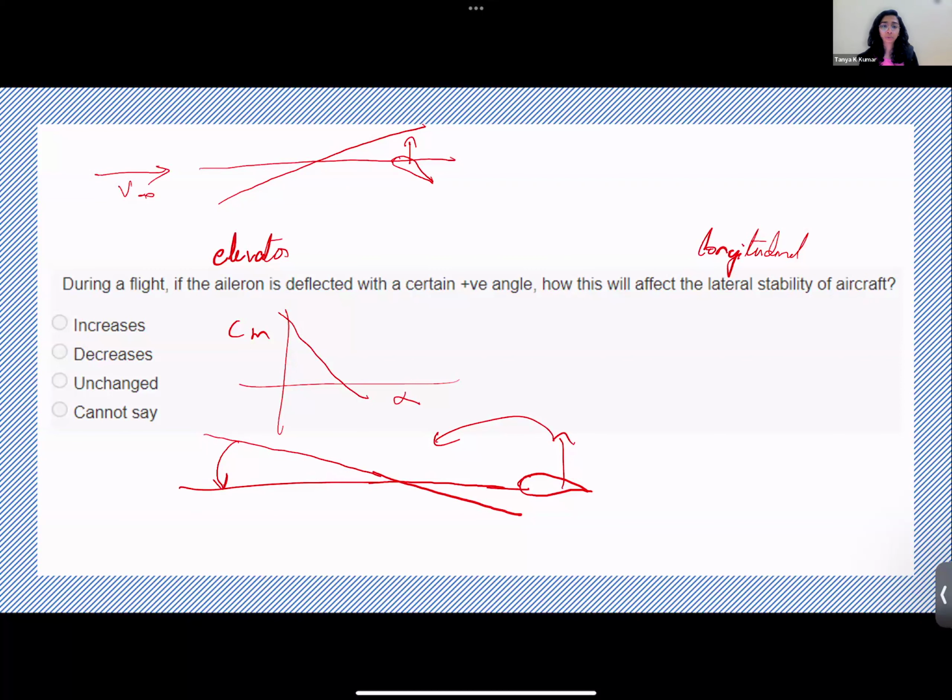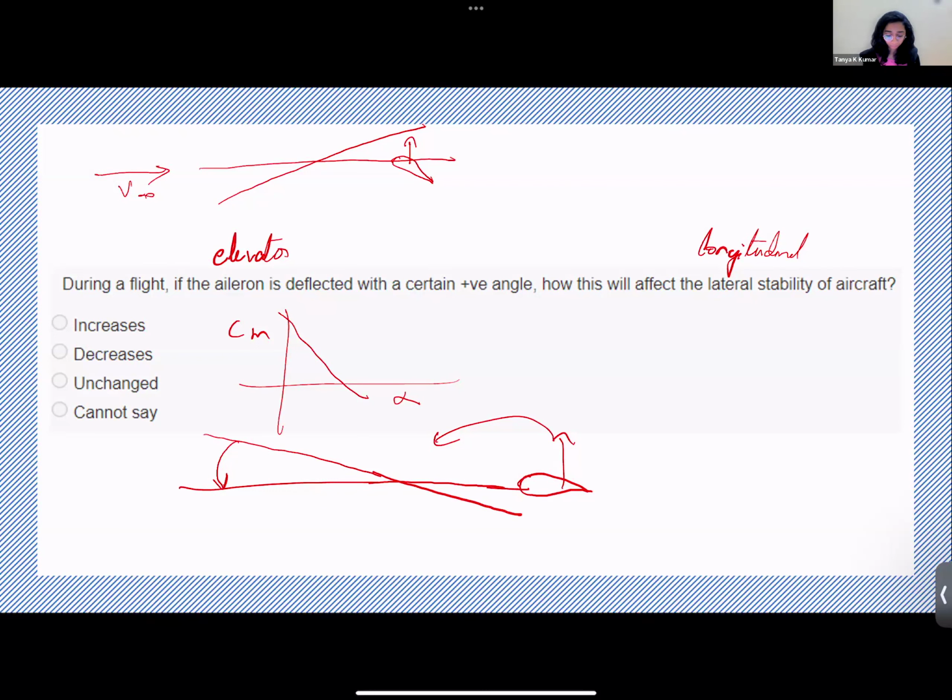Control surfaces are for you to control your aircraft. When you want to pitch up, when you want to pitch down, you deflect your elevator. When you want to roll, you deflect your ailerons, right? But the control surfaces do not contribute to stability. Stability is the inherent tendency to go back to equilibrium position when subject to disturbance. Control surfaces have nothing to do with stability. It does not change that slope, right? Only the position of your tail from the CG changes the CM alpha slope.